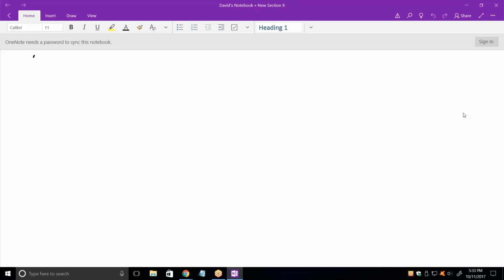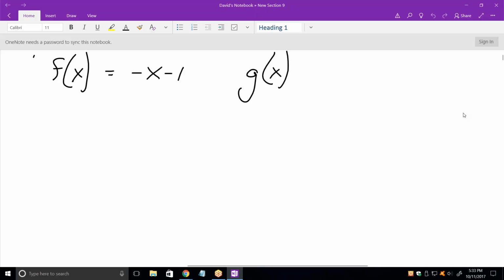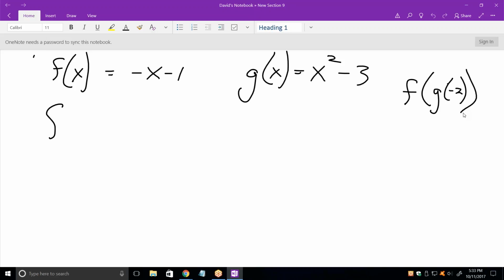All right, you ready? So this one says f of x equals negative x minus 1 and g of x equals x squared minus 3. And we have to find f of g of negative 2. Yeah, x squared minus 3. Okay. So, here's what they want: they want f of g of negative 2.